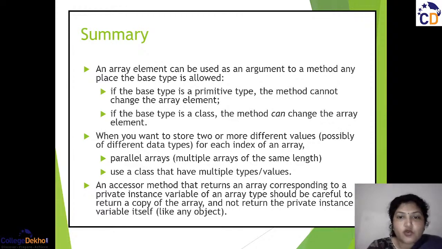When you want to store two or more different values, possibly different data types, for each index of an array, parallel arrays can be maintained. Use a class that has multiple types. But in a single array, you cannot have different data types. The array definition itself says it's a homogeneous collection of data items, right?